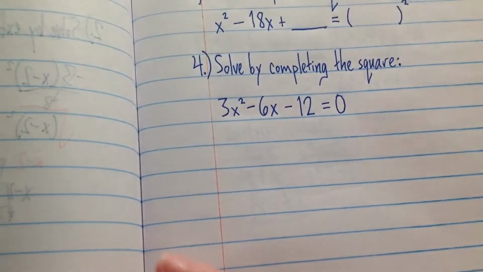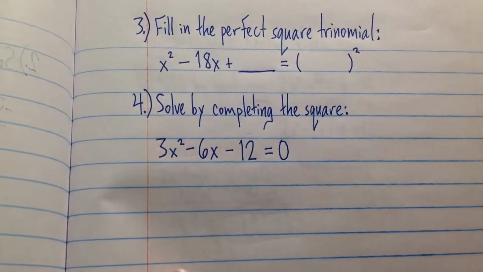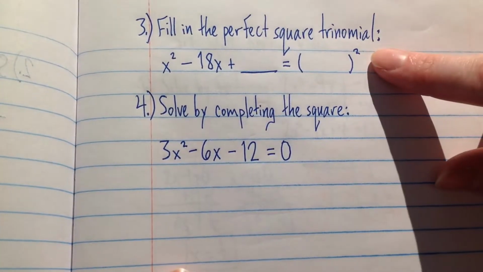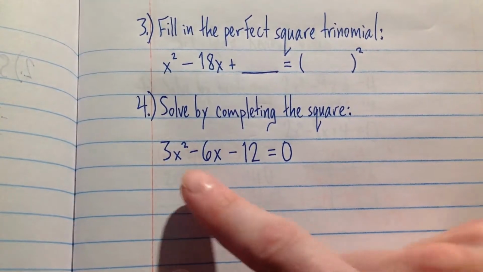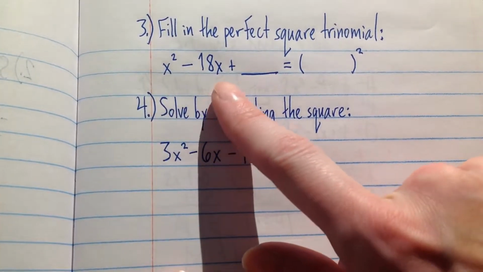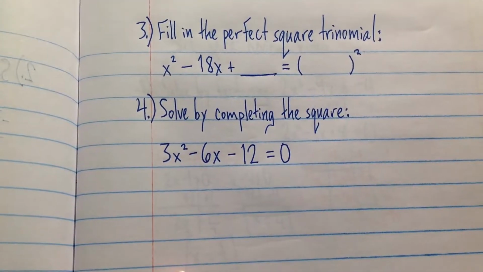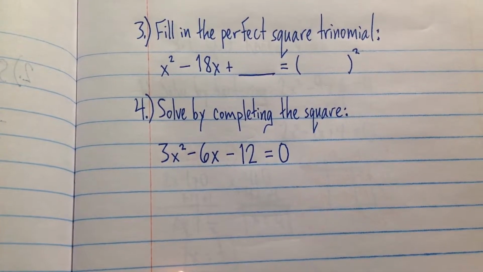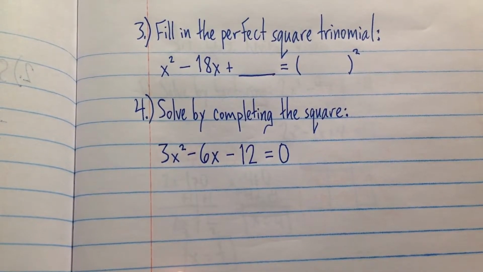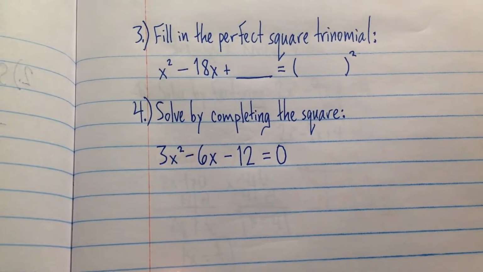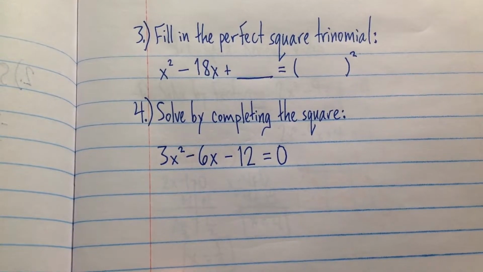Alright, so then the third and fourth are about completing the square. So the third one over here, fill in the perfect square trinomial. So we got x squared minus 18x plus blank equals blank squared. And take a moment again and figure out how you would fill in those blanks. So I'm just going to ask you to pause the video now and try it on your own.